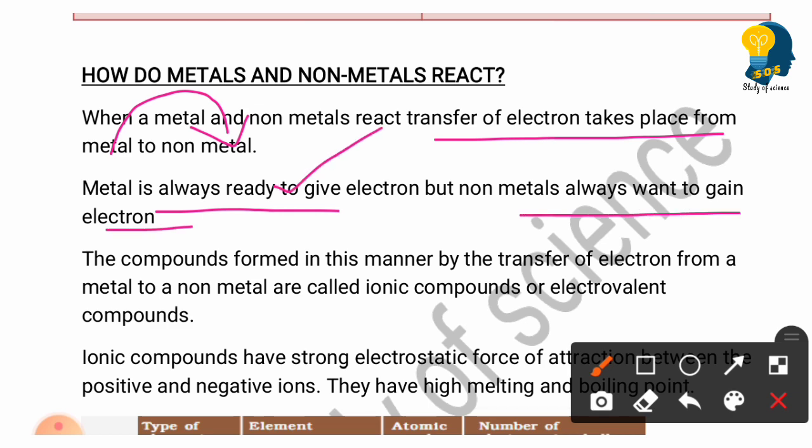Metals easily donate electrons. It is always ready to give electrons. Whereas non-metals will always gain electrons.